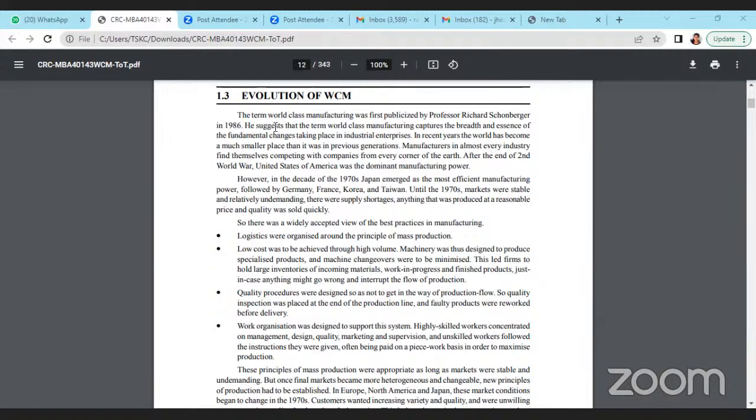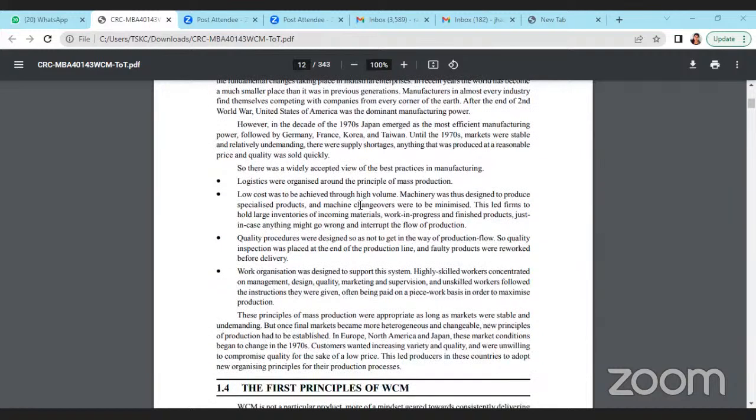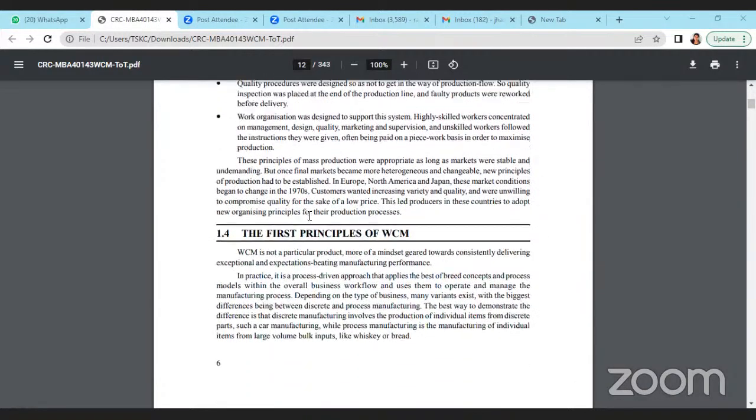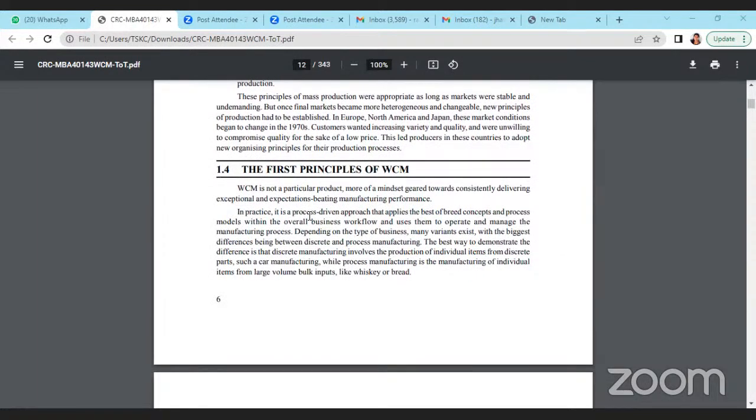So this is a different opinion, given by Richard. In the 1970s, this actually evolved because of Japan. Why? Because they were the most efficient manufacturing power, followed by Germany, France, Korea, and Taiwan. And until the 1970s, markets were stable and relatively demanding. So here are the first principles of WCM.